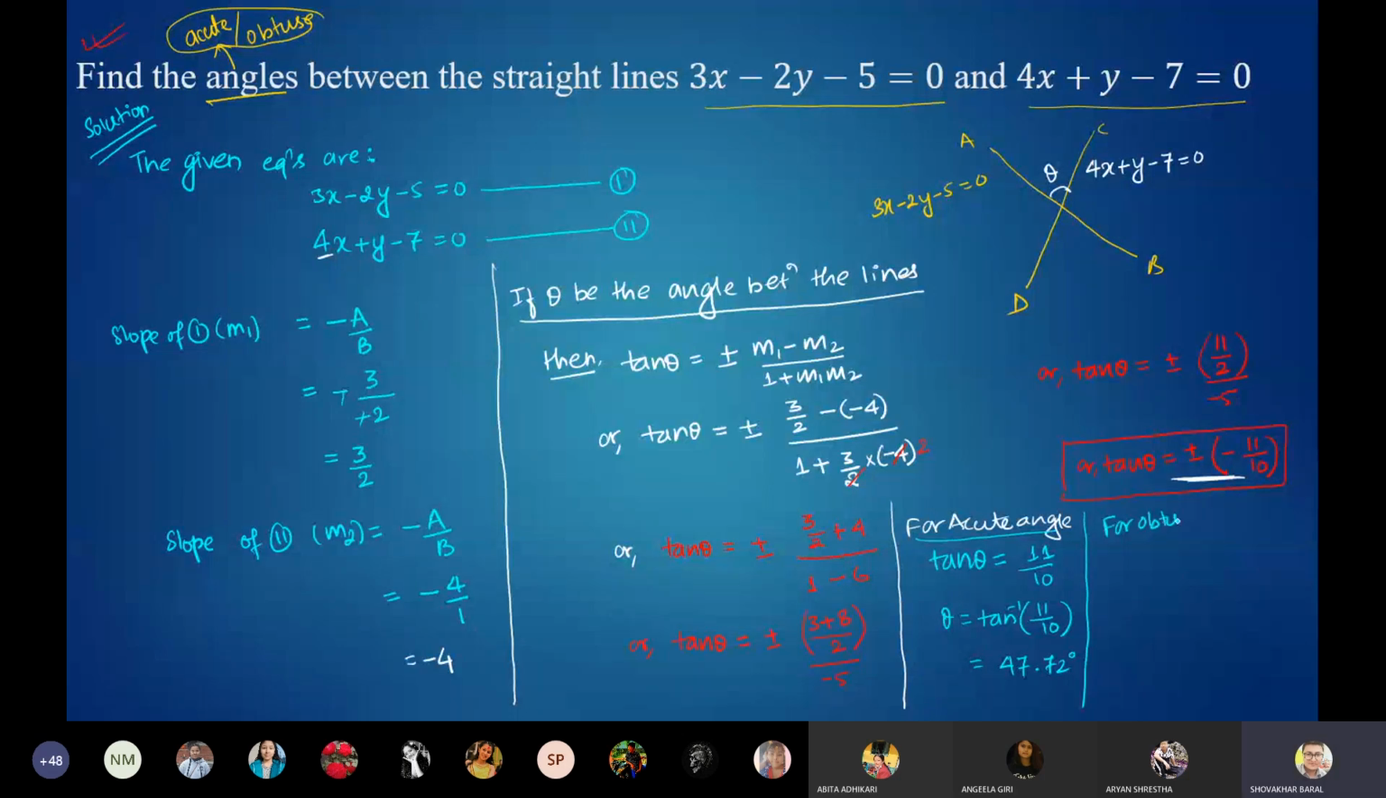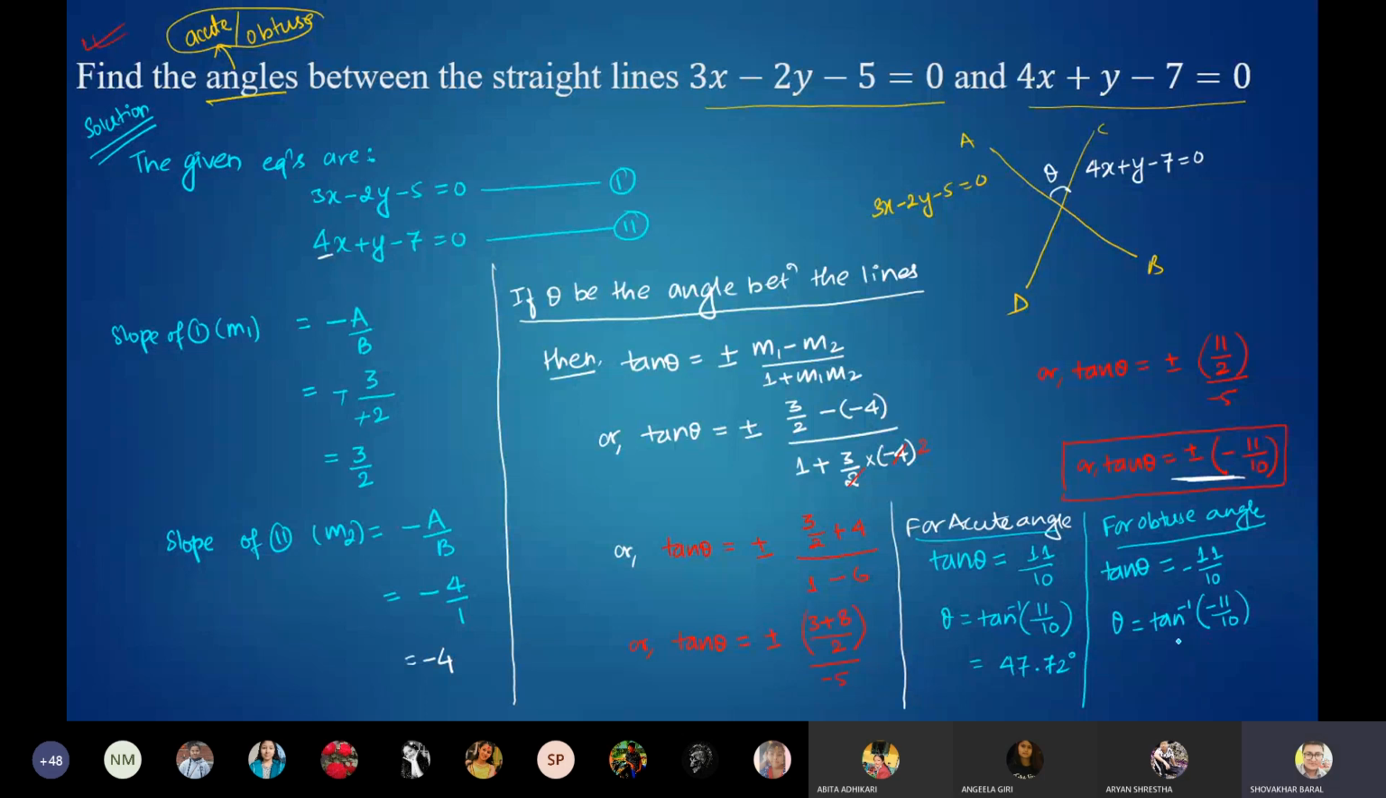So let's find the obtuse angle also. For the obtuse angle, you can simply subtract it from 180 degree. You can simply write theta is equal to 180 minus 47.72. You can do it that way also, but let's not go that way. Tan theta is equal to, we need to take the negative sign here, so it will be minus 11 by 10. So theta is equal to tan inverse of minus 11 by 10.